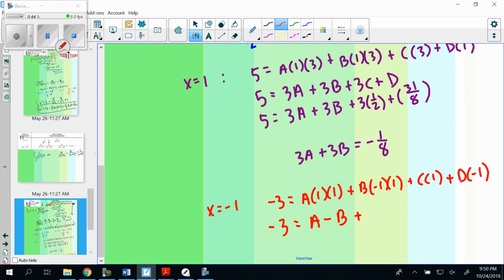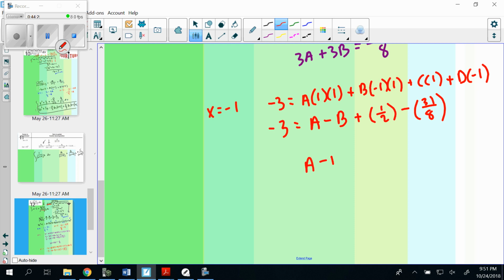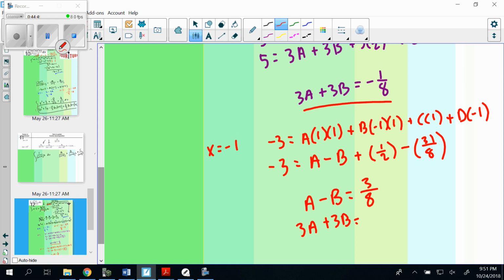Again, plug in our values for C and D here, and simplify that equation out. It would turn into A minus B equals, if you minus 1/2 and add 31/8 over to the other side, then that's going to come out to be 3/8. And so now we got two equations here, a system of equations that we could solve to do this. If you also know how to do matrices on a calculator, that would also work on these types of problems where you have lots of variables to solve.